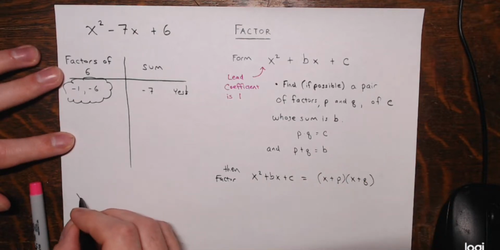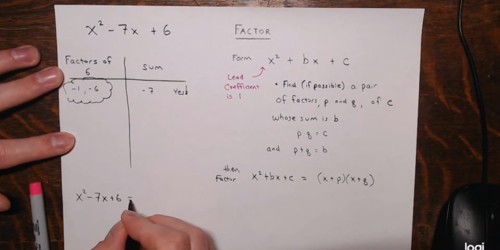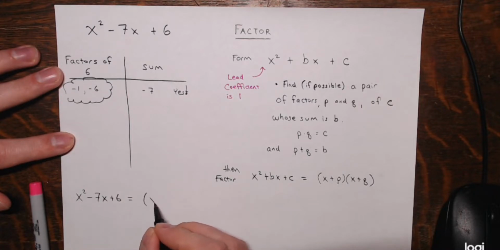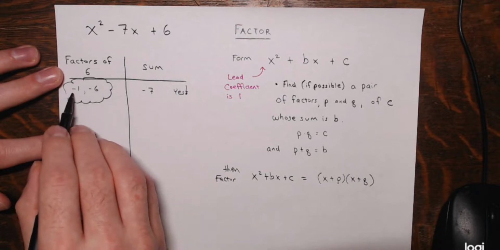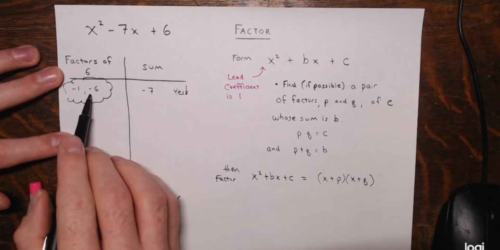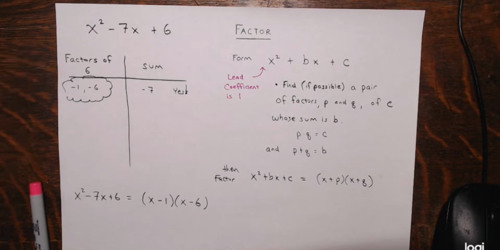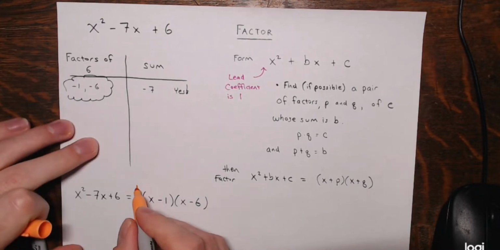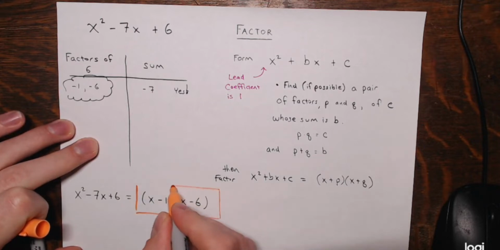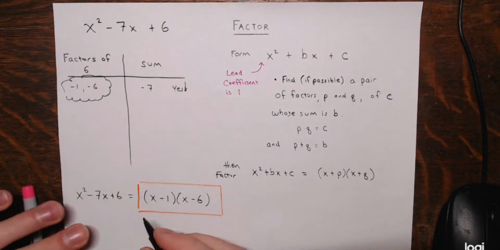So then very quickly we can factor x squared minus 7x plus 6 into the following. It's the product of x plus p, or plus negative 1, so just x minus 1, times x plus q, or x minus 6. And then don't forget to check. I'm going to put this in a box here. This is our answer, our factored form of this polynomial. And then don't forget to check by multiplying. Right? The way you check factoring is by multiplying.